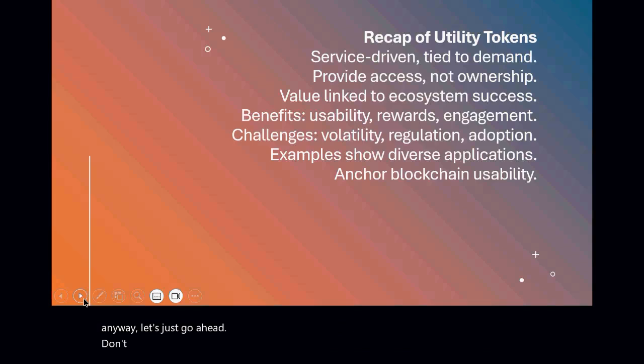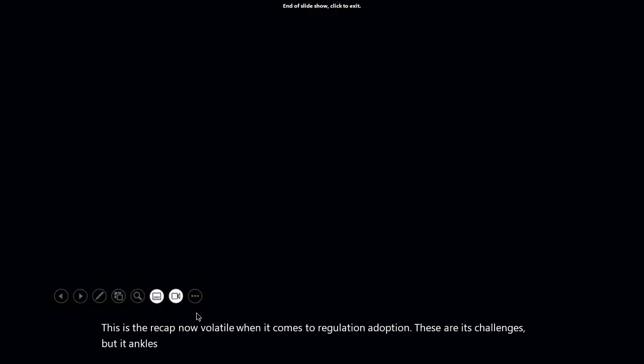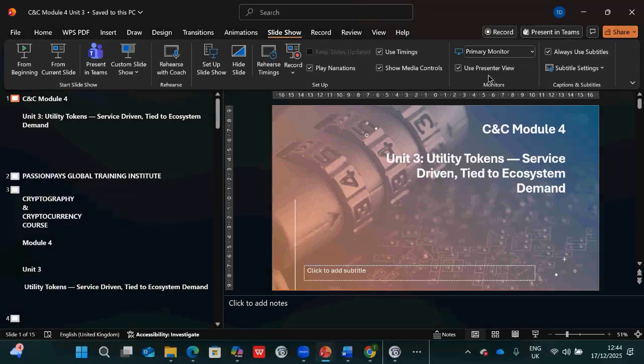Don't forget, it provides access, not ownership. This is the recap now. It's volatile. When it comes to regulation and adoption, these are its challenges, but it anchors blockchain usability. So that brings us to the end of Module 4, Unit 3.